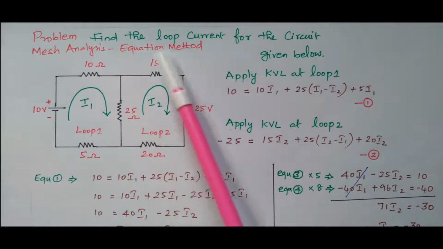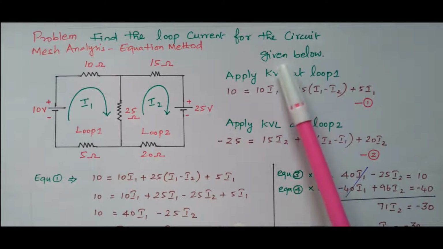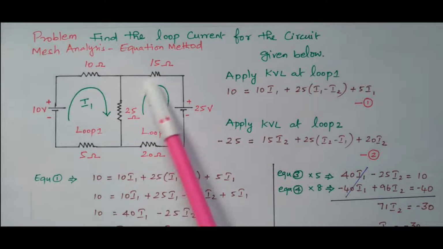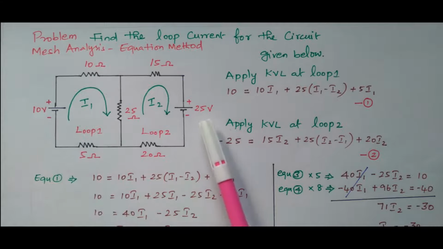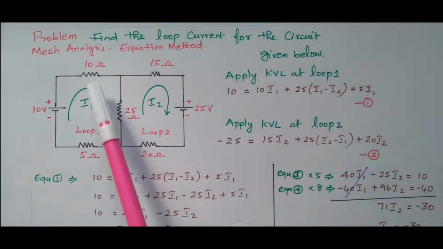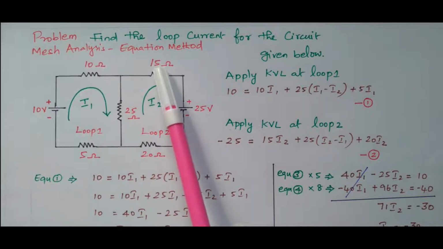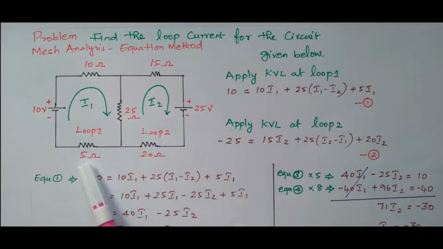The question is: find the loop current for the circuit given below. We need to find the loop current for this circuit. Now consider this circuit diagram, circuit network. A 10 volt source is applied on this side and a 25 volt source on the other side. There are 5 resistors available: 10 ohm, 15 ohm, 25 ohm, 5 ohm and 20 ohm.